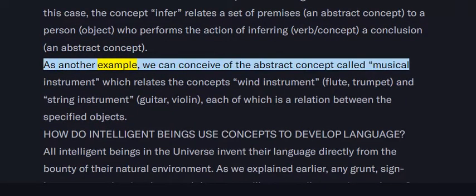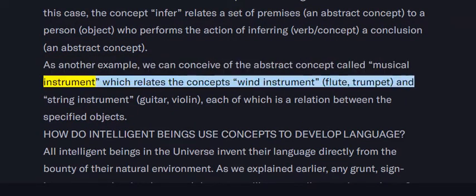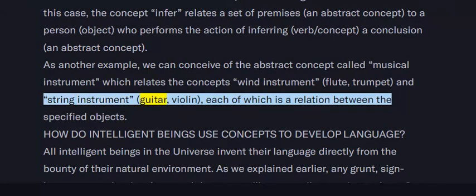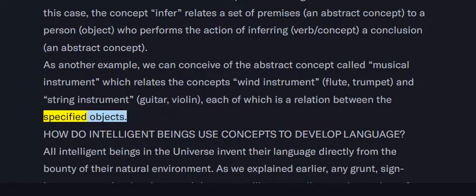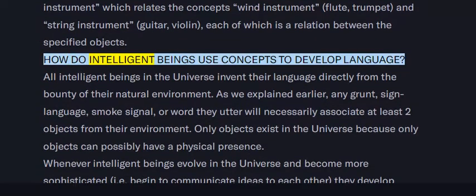As another example, we can conceive of the abstract concept called musical instrument, which relates the concepts wind instrument, flute, trumpet, and string instrument, guitar, violin, each of which is a relation between the specified objects. How do intelligent beings use concepts to develop language?